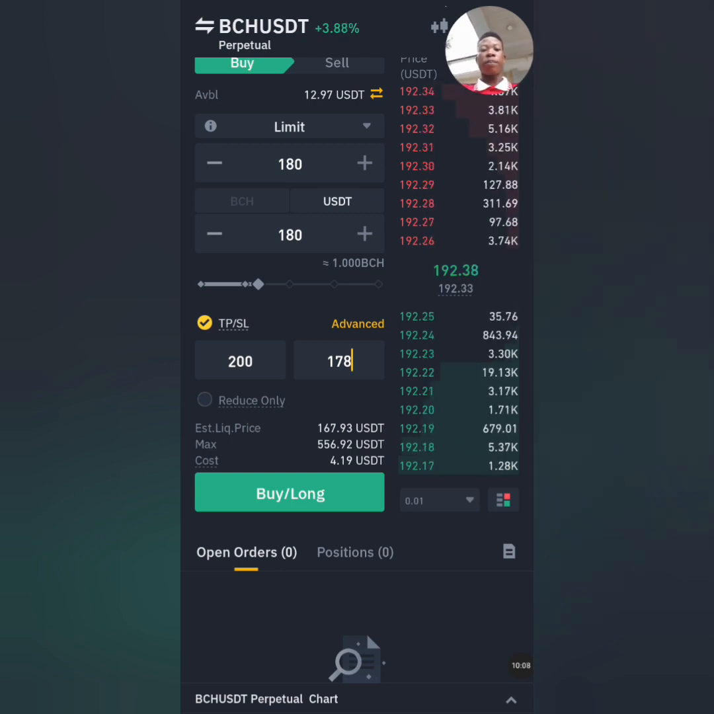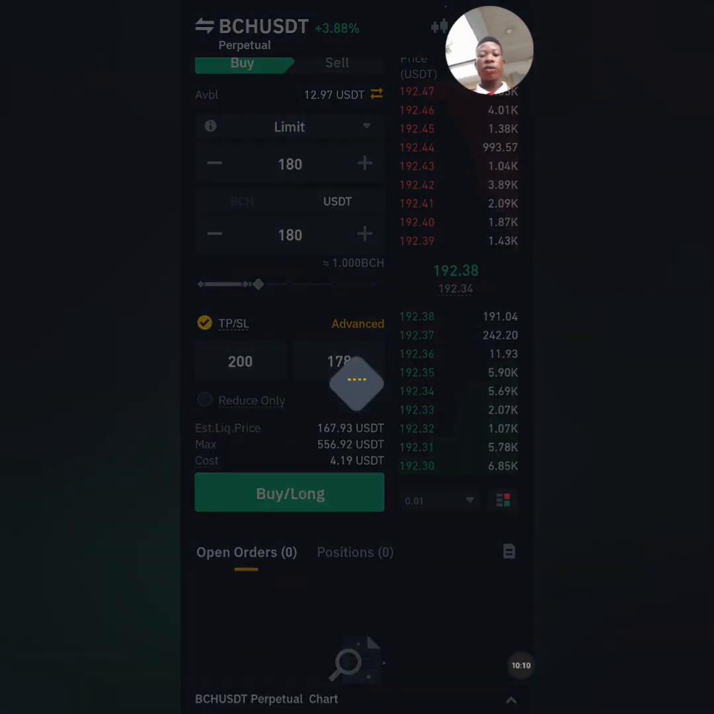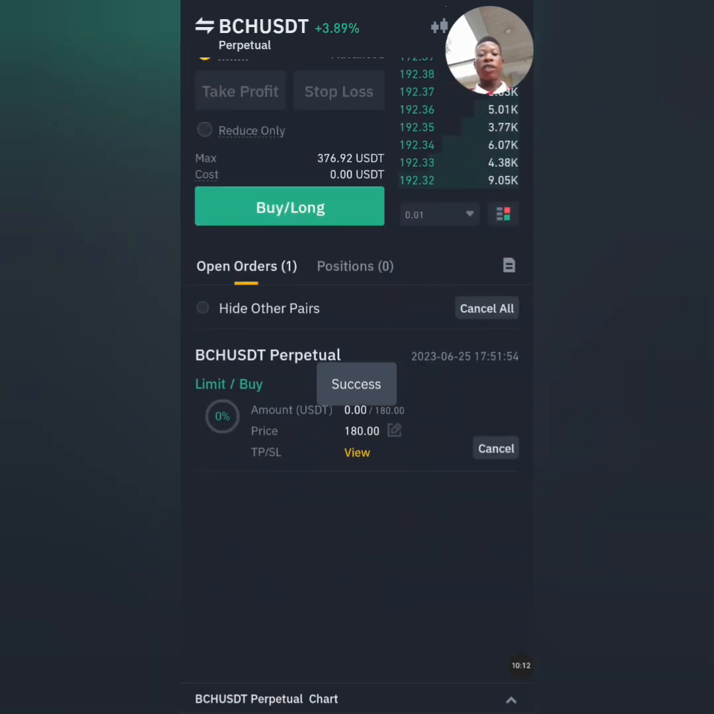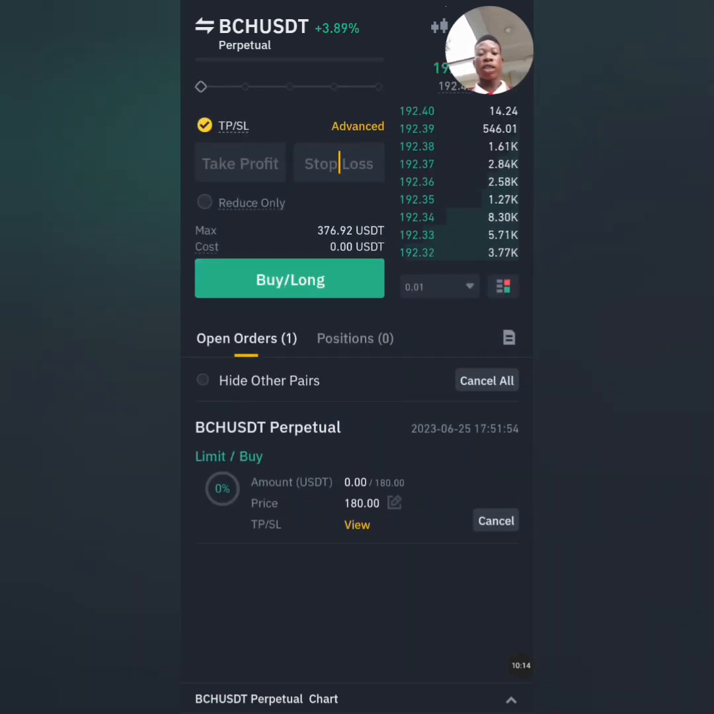You can see, if I place a trade here and this trade opens, you are going to have two orders open: the order for take profit and the order for stop loss. So this is what it is.